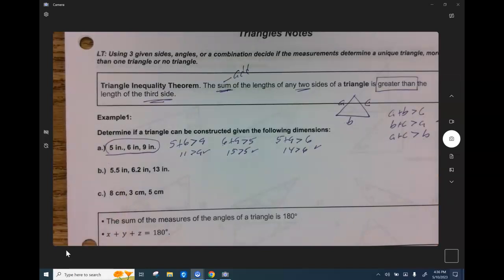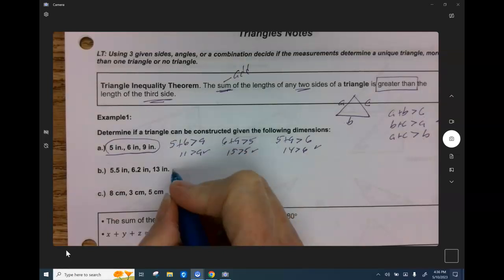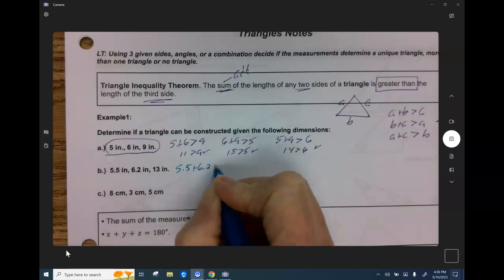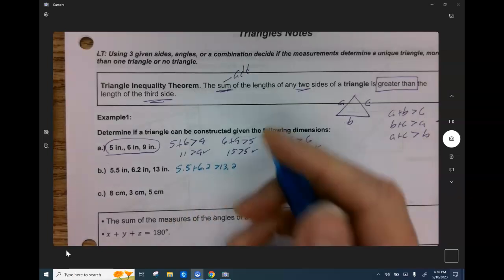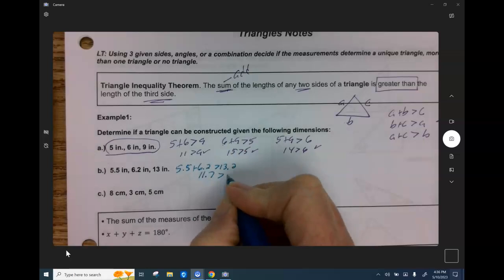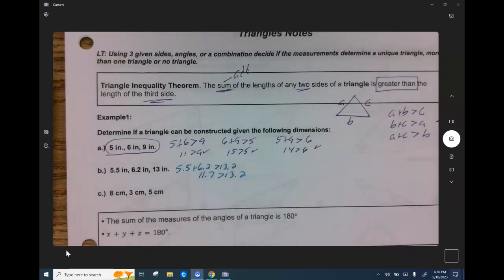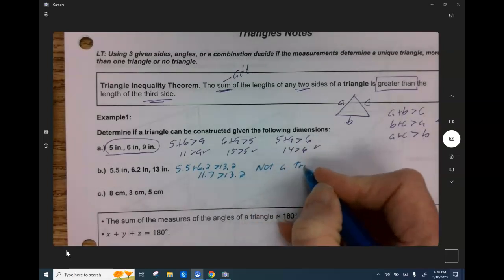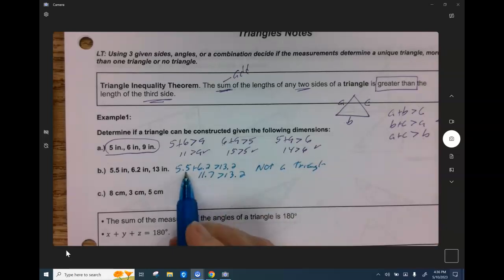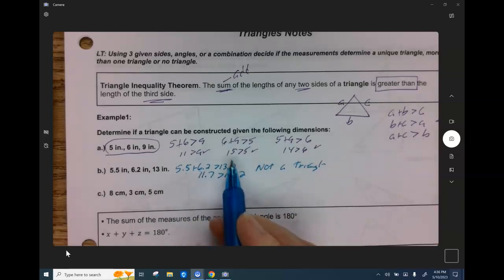Now we're going to go with the next one. And I'm going to use a calculator because I'm not good with digits. So with decimals, we're going to take 5.5 plus 6.2. Is that greater than 13.2? So 5.5 plus 6.2 is equal to 11.7. Is that greater than 13.2? No. Hey, we got lucky. We only had to find it on the first one. This is not a triangle. It's not a triangle because I have to be able to add any two sides and it has to be greater than the third side. When I added these two together, it was not greater than 13.2.